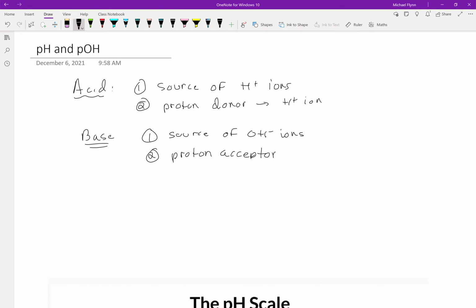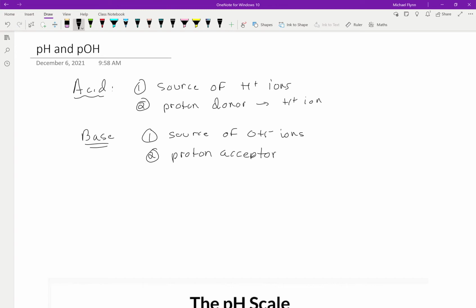Now the reason why we need a second definition is because some things don't directly produce hydroxide. What happens is they use the water to produce the hydroxide. For example, the example we used was ammonia. So ammonia, when it's mixed with water, acts like a base. What it does is it doesn't donate hydroxide to the water. What it does instead is it breaks up the water molecules and takes the proton away from a water molecule.